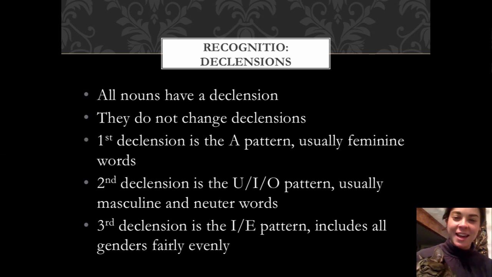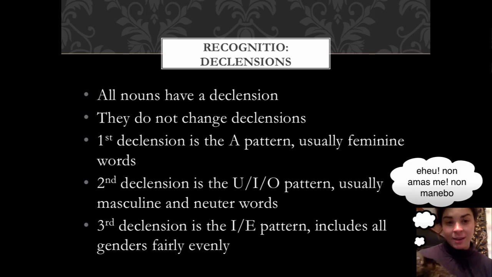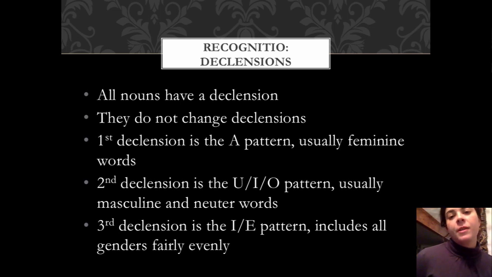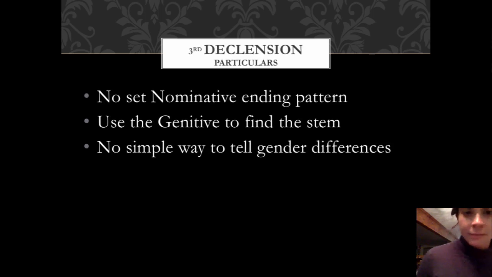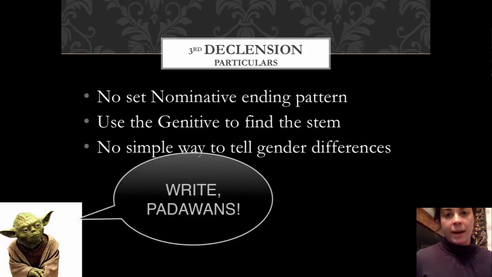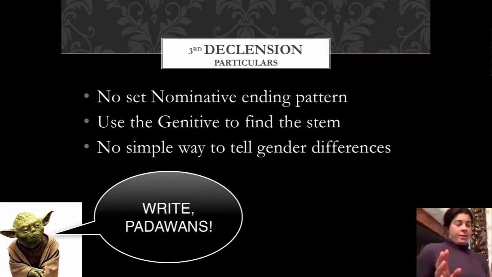The first declension is the A pattern, usually feminine words. Second declension is the O, E, and U pattern, usually masculine and neuter words. Third declension follows an I and E pattern, which includes all genders fairly evenly. There is no set nominative ending for third declension. You use the genitive always to find the stem, and there is no simple way to tell the difference between genders. It's going to be a little bit more of an onus on you guys to remember that, which is why we have been making you remember these forms from the get-go.